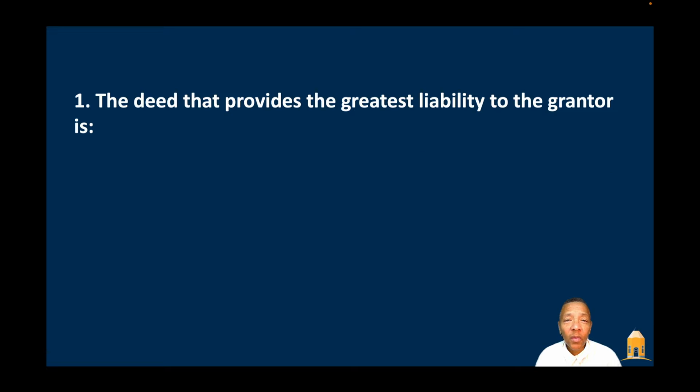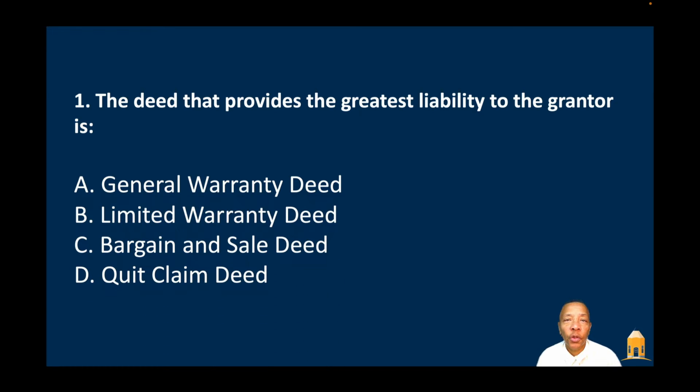Title transfer. Number 1, the deed that provides the greatest liability to the grantor is. Let's take a look at the answers. Is that a general warranty deed, limited warranty deed, bargain and sale deed, or a quit claim deed? Well, the deed that provides the greatest liability to the grantor must mean it's the deed where the grantor is giving the most warranties, and that would be the general warranty deed. I've also seen this question written in the reverse way, where it says, which one gives the greatest protection to the grantee? Well, it would be the same answer.